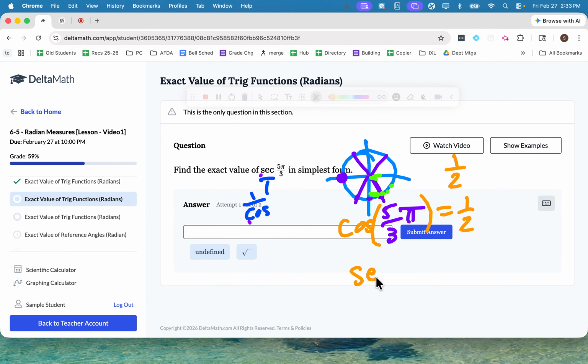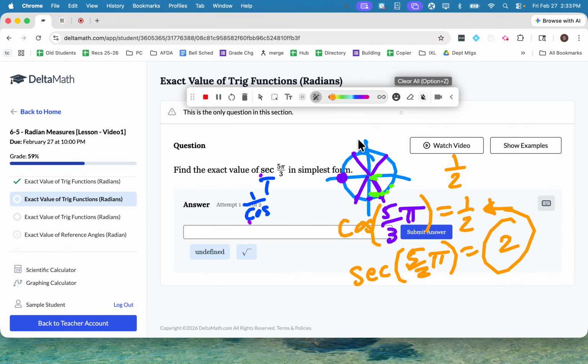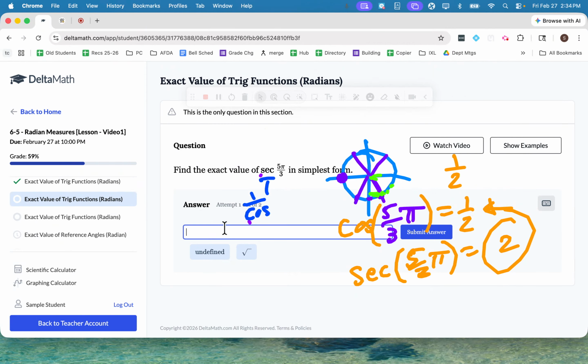So guess what? Secant of the same spot is this flipped over. Oh, that's easy. 2. Flip over 1/2 and you get a 2. Oh, almost forgot. What about the sign? Is it positive or negative? It's positive because of the location of that angle. Positive 2.